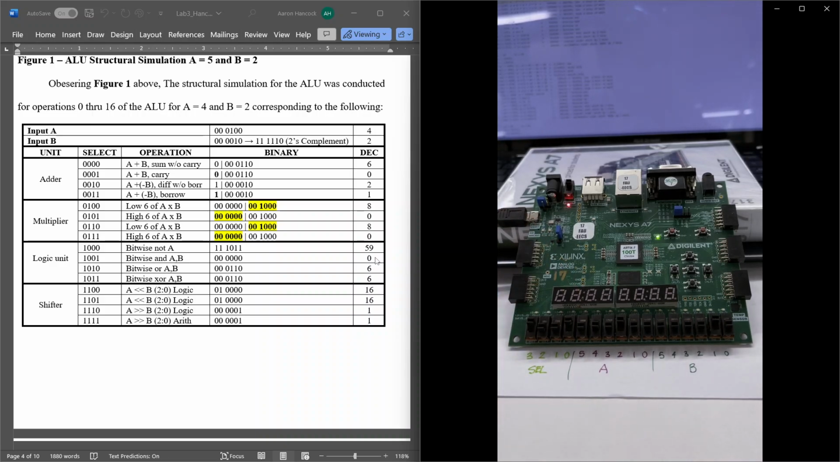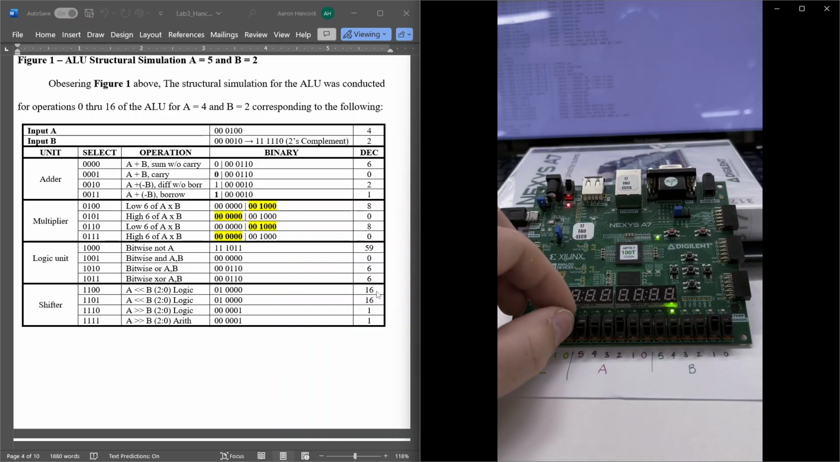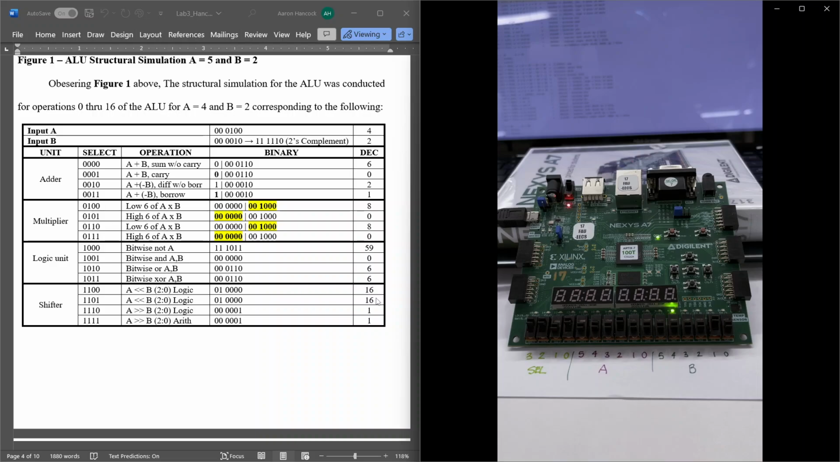For input 9, we'll have the bitwise AND of A and B. For input 10, we'll have the bitwise OR of A and B. And for input 11, we'll have the bitwise XOR of A and B. For input 12, we're going to shift A to the left by 2 bits, and the same for 13.